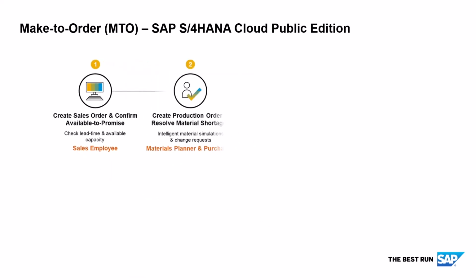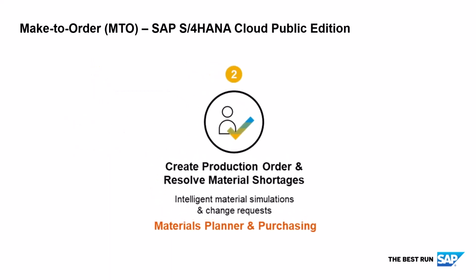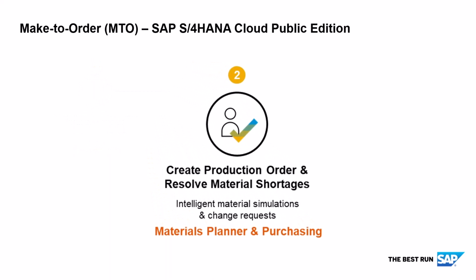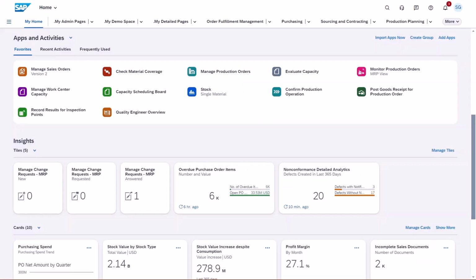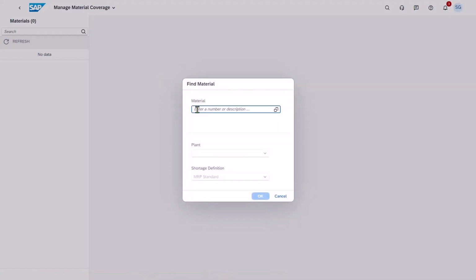Let's move on now to the next step, where we want to have the materials planner create a production order and resolve any material shortages together with aligning with the purchasing department. The material planner starts by checking the material coverage for the make-to-order R13 bike. Enters the material number and it's for plant 1710. Clicks OK.